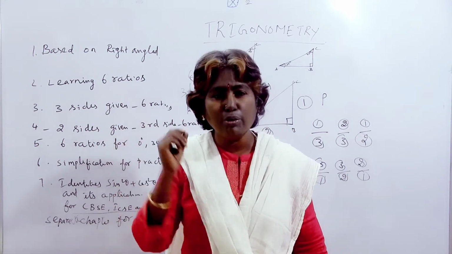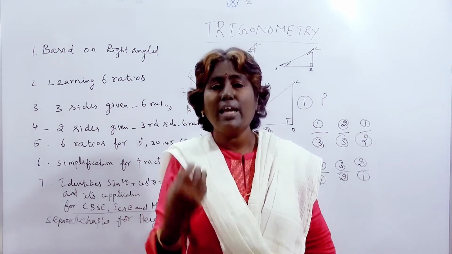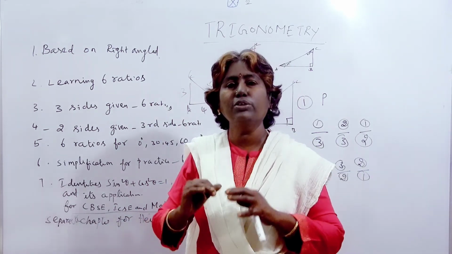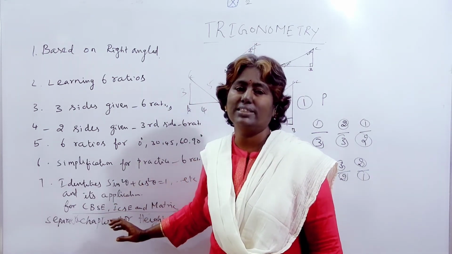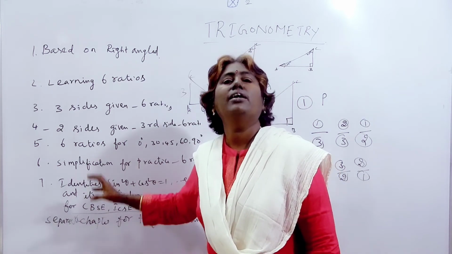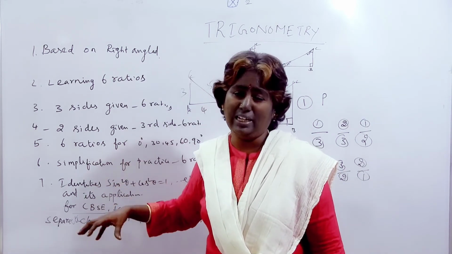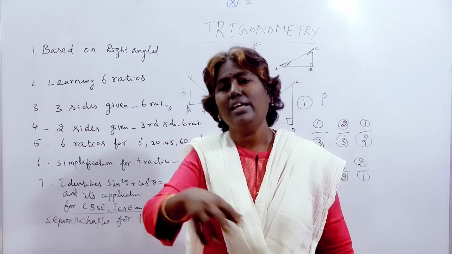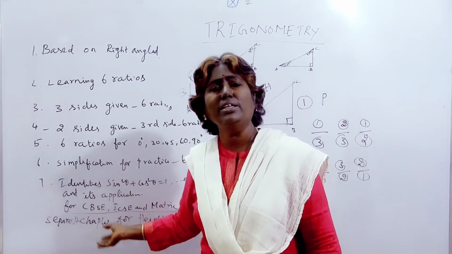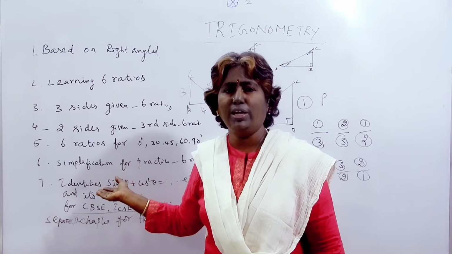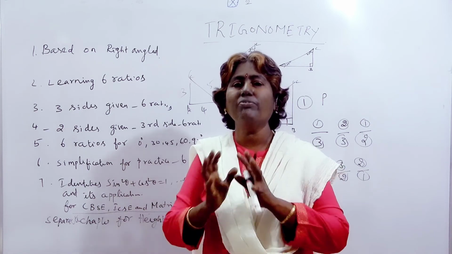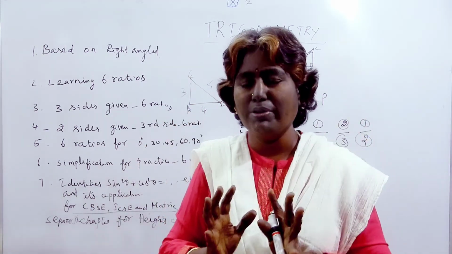After you are thorough with those 6 ratios, their application and also the simplification problems, they will ask you to go for heights and distances. These things show how trigonometry is used in your practical life. They are using it even in satellites also. Okay, so this chapter is very important. I think you have got a very clear idea about the trigonometry chapter.